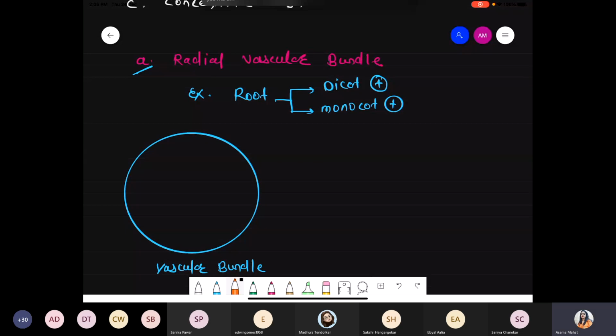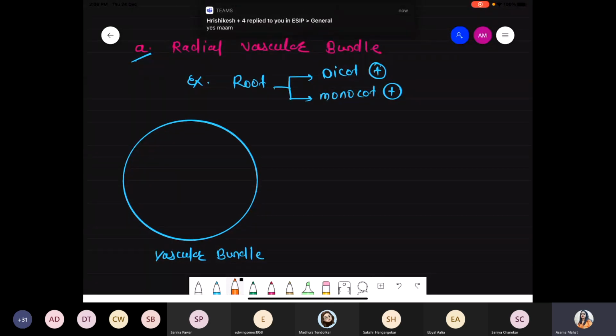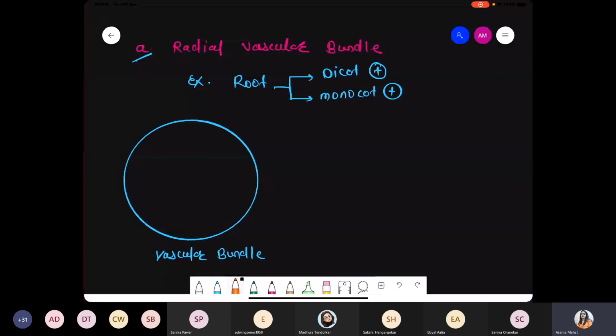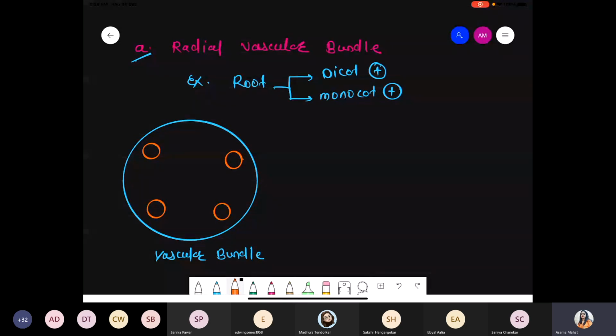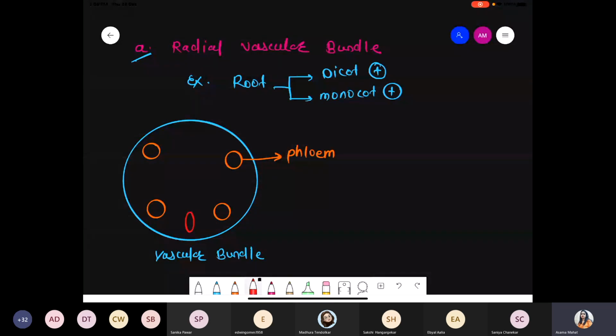So we are talking about the vascular bundle. You know very well, vascular bundle is nothing but the arrangement of xylem and phloem. There is a presence of the phloem. So one, now these are the two, suppose these are the three, and these are the four. This orange color is the phloem. Now we are talking about the xylem. Xylem basically is present like this: 1, 2, 3, and 4.